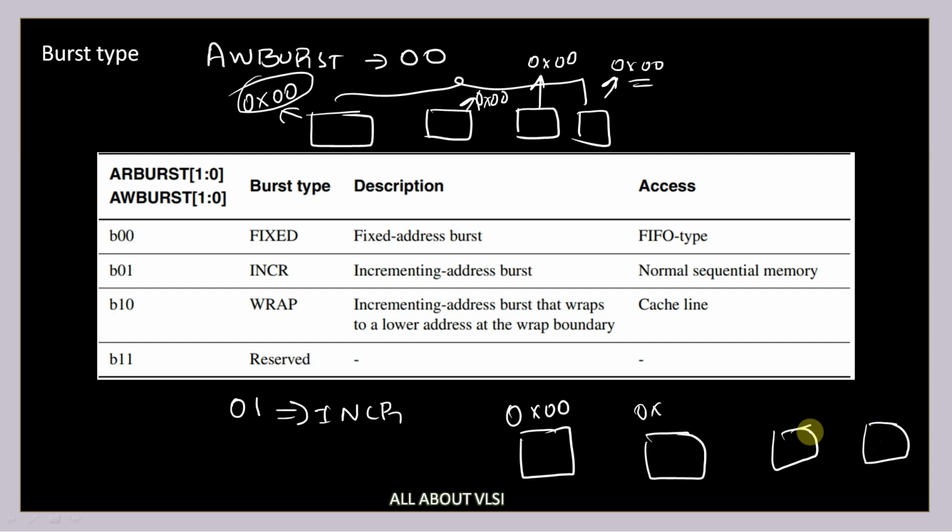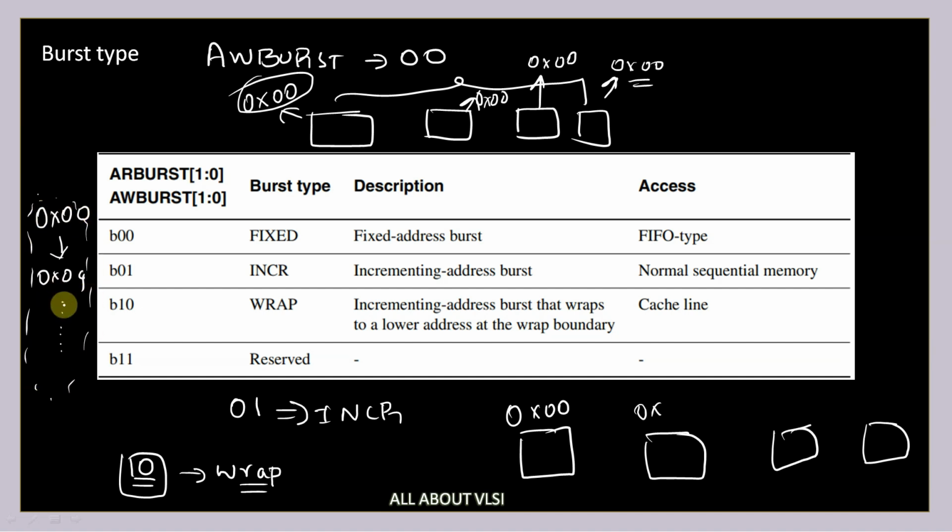Coming to wrap burst, if AR burst or AW burst is equal to 10, then it is a wrap operation. What do we mean by wrap operation? For example, if our starting address is 00 and the next address is 04, and so on. In an incremental burst, the addresses keep incrementing. But in a wrapping burst, you reach a particular address after which you go back to the initial address. That is a wrap burst, which we will discuss later.